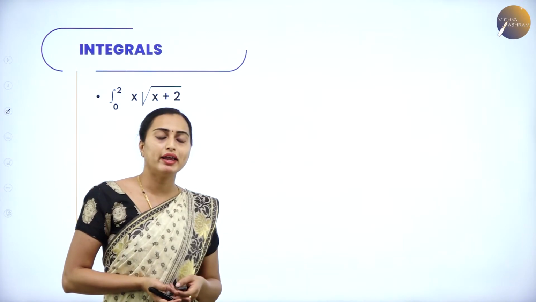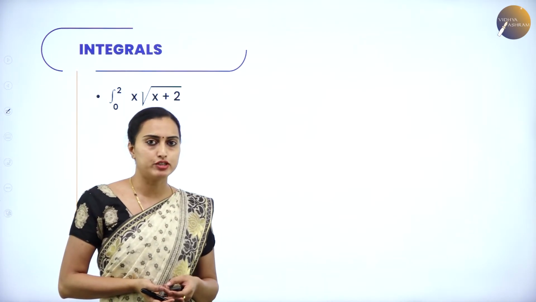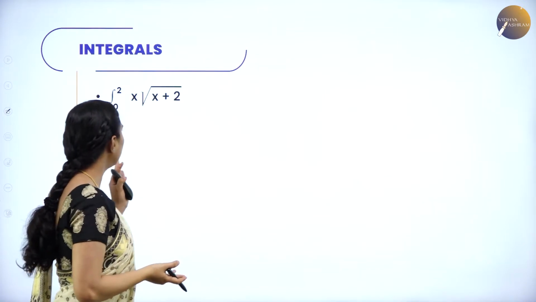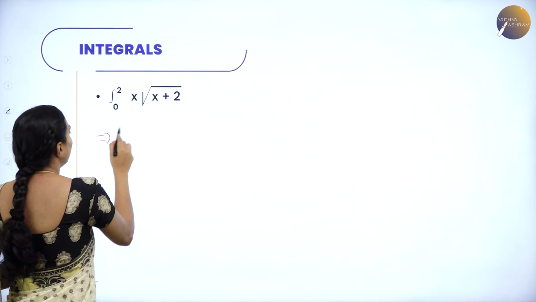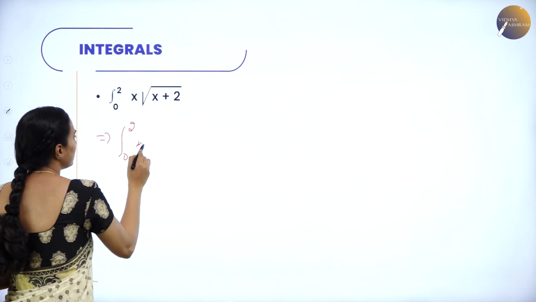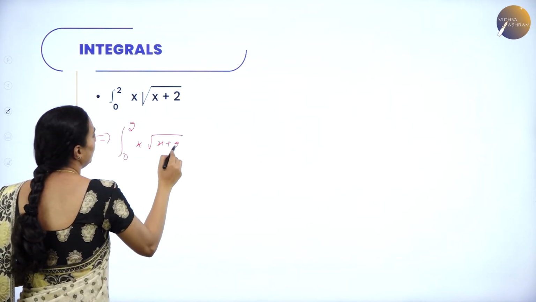Integral 0 to 2 x into under the root of x plus 2. Let us integrate this one. Integral 0 to 2 x into under the root of x plus 2. Here you have to write it: integral 0 to 2 x into under the root of x plus 2 into dx.